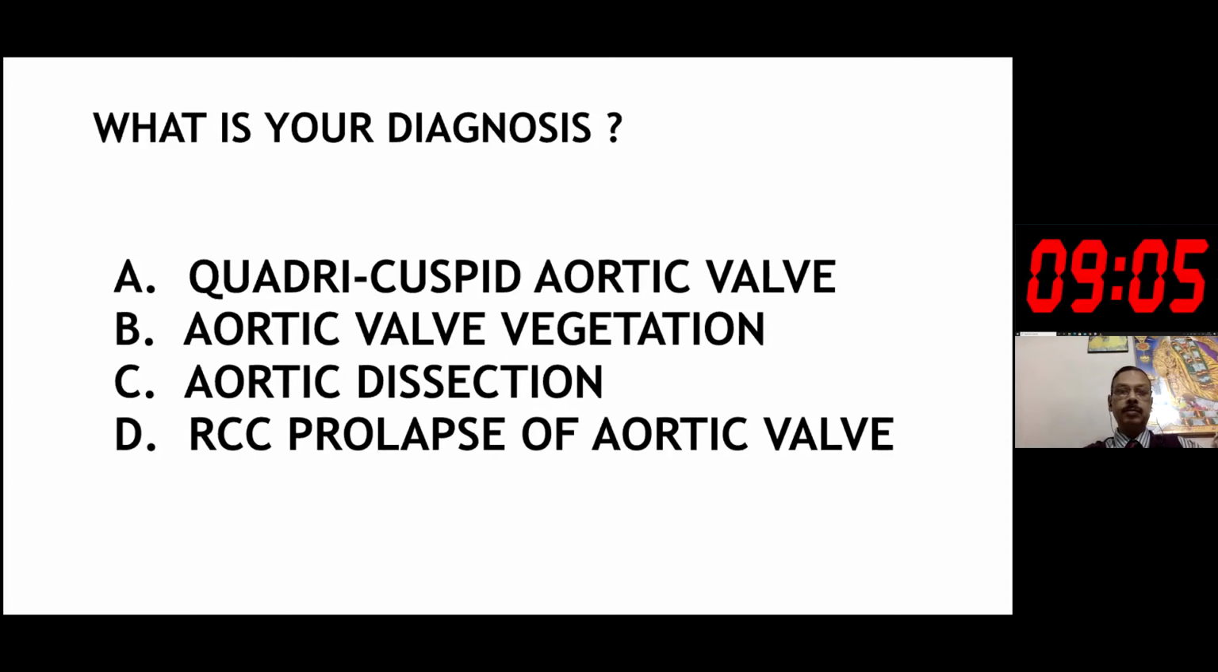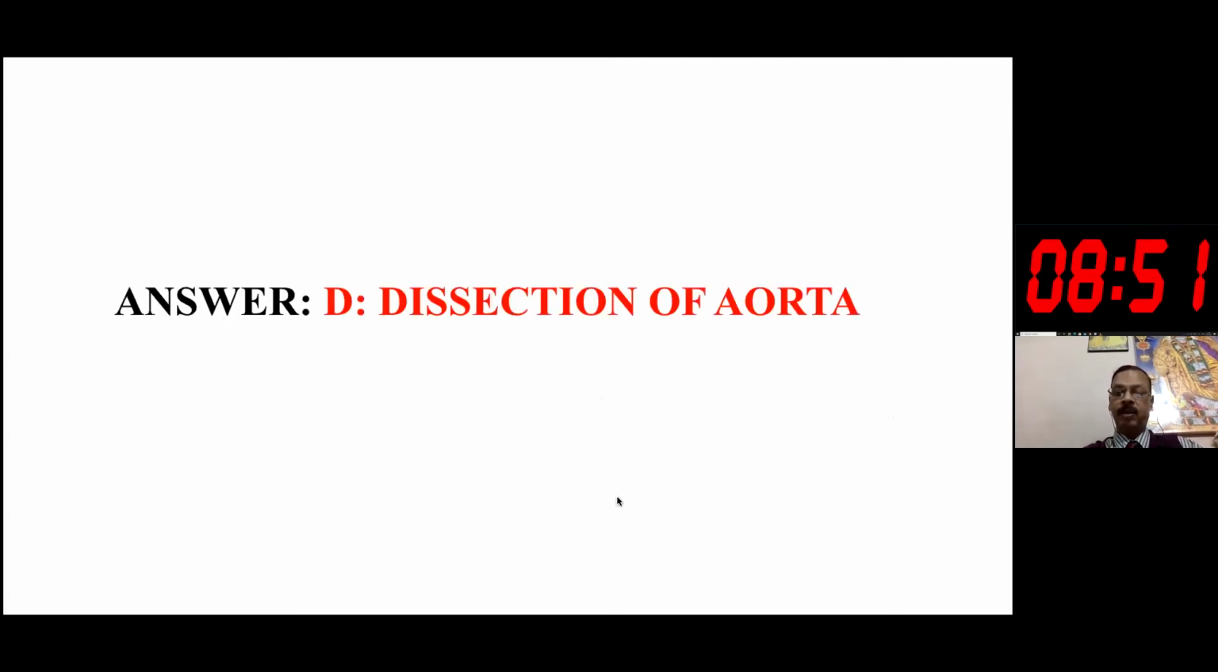Well, here it is 43% and 43%. Both have given C and D options. That means aortic dissection and RCC prolapse of the aortic valve. But here the answer is dissection of the aorta.